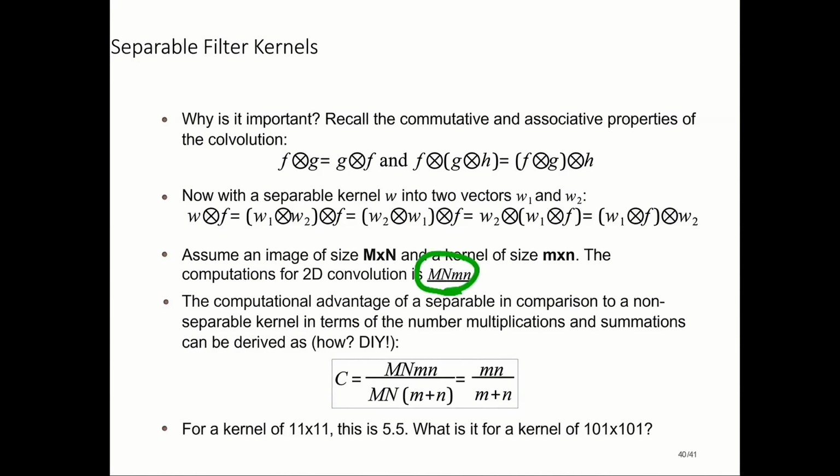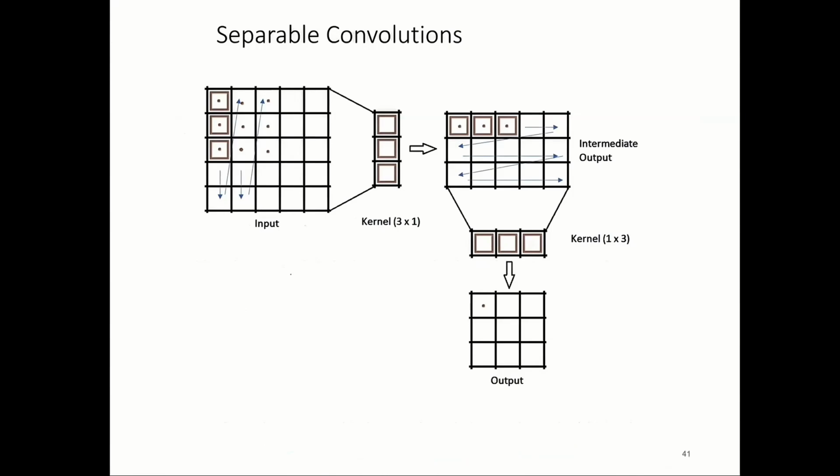Okay. So total multiplication will be this, and if I do it one vector and the other vector using separability, it will be capital M times n, because of the row, plus m times n. So you see the reduction in the number of multiplications. You can see how much it's been reduced depends on this. For a kernel of size 11 by 11, this is a 5.5 times reduction in the operations, which is multiplication.